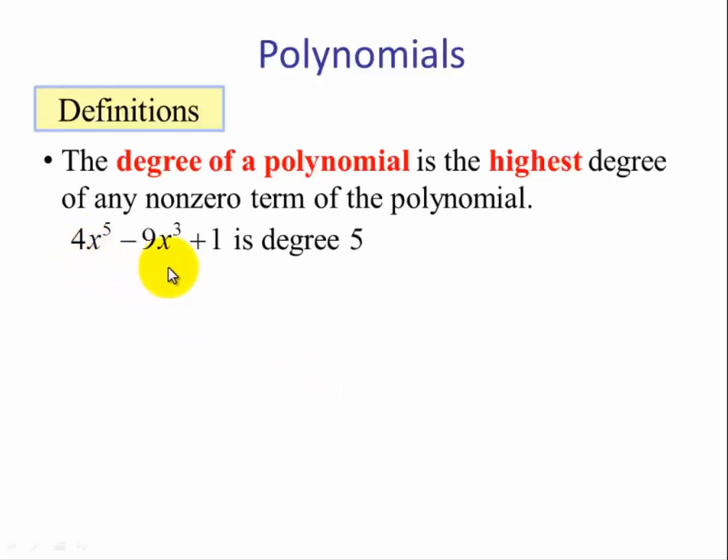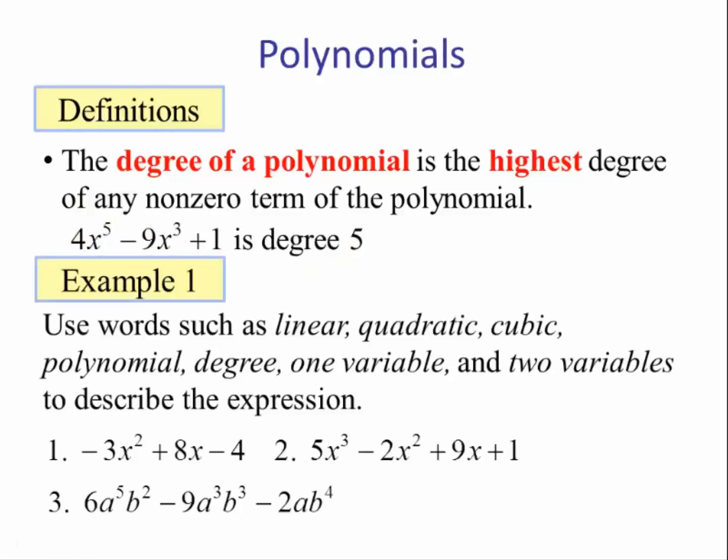The degree of the polynomial is the highest degree of any non-zero term of the polynomial. So for this polynomial that has 3 terms, this has a degree of 5, this has a degree of 3, this one has a degree of 0. We take the highest, so this polynomial has degree 5. Example 1. Use the words such as linear, quadratic, cubic, polynomial, degree, 1 variable, and 2 variables to describe the expression.